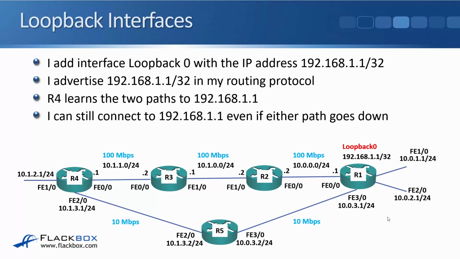And R4 can still connect to 192.168.1.1 even if either path goes down. So this is useful for management, and it's really critical for other things like BGP and IP telephony. Let's say that we're sending IP telephony traffic from behind R4 to R1. We want to make sure that it's always going to get there, even if one of the paths goes down. So we don't direct it at a physical address on R1, which can go down, we direct it at the logical address. And that way, even if one path goes down, the traffic is still going to get there across the other path. So that's why we use loopbacks.